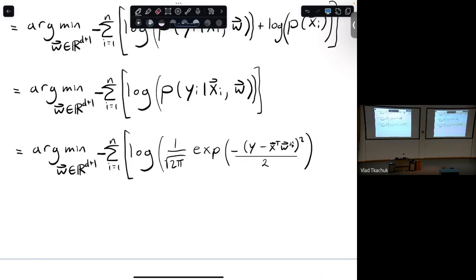So w star is no longer w star, it's just w, the parameter we're searching over. And I guess we don't need this. And yeah, that's our expression.